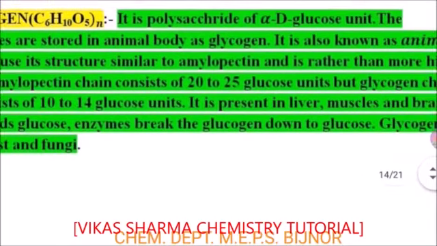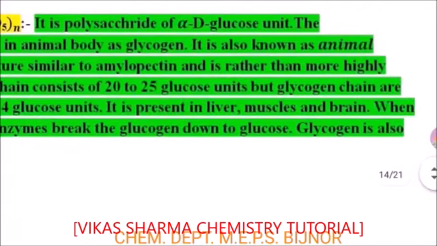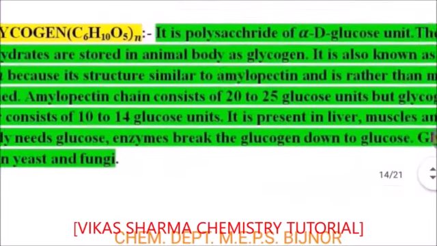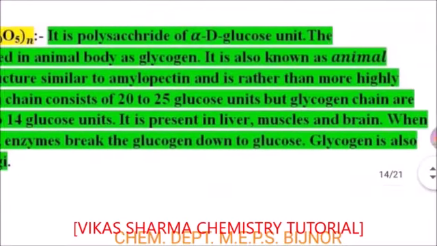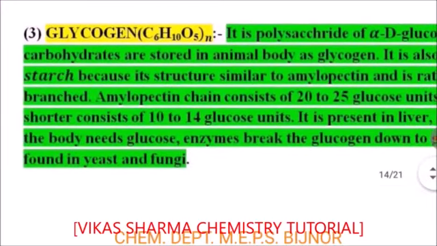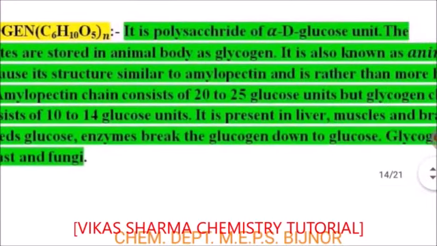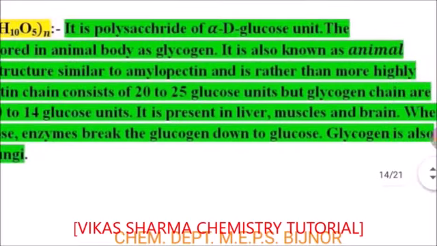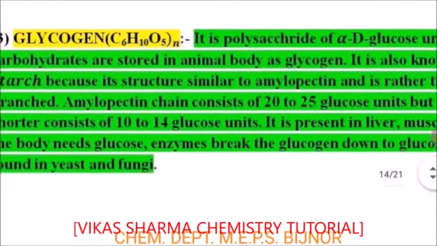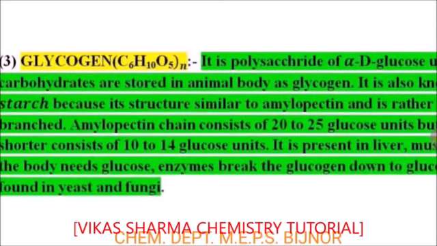An amylopectin chain consists of 20 to 25 glucose units, but glycogen chains are shorter, consisting of 10 to 14 glucose units. It is present in the liver, muscles and brain. When the body needs glucose, enzymes break the glycogen down to glucose. Glycogen is also found in yeast and fungi. Similar to starch being stored in the plant body, glycogen is stored in the animal body.